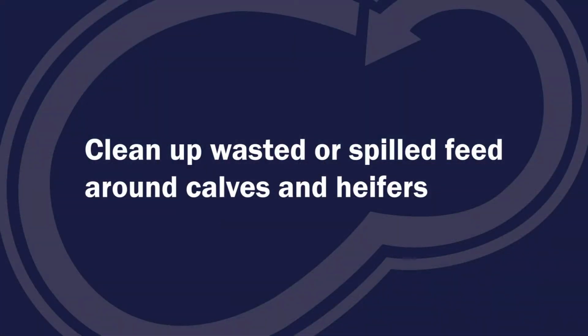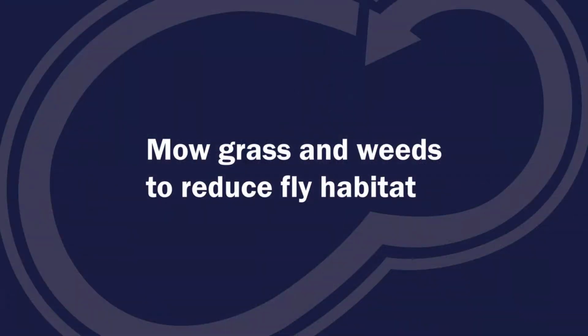It's worth considering. Another important area to focus on is any wasted or spilled feed that is near calves or heifers. The last aspect of sanitation is going to be overgrown vegetation that's in or around calf and heifer facilities. If we can keep this vegetation mowed to a reasonable length, we can really put a damper on fly populations.